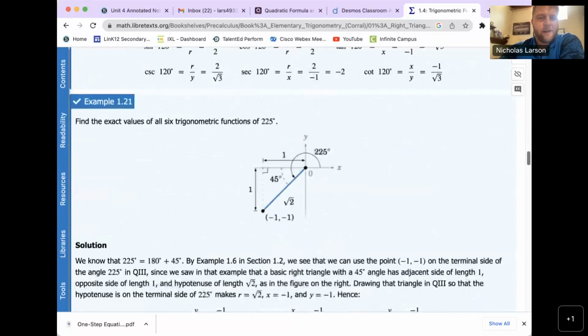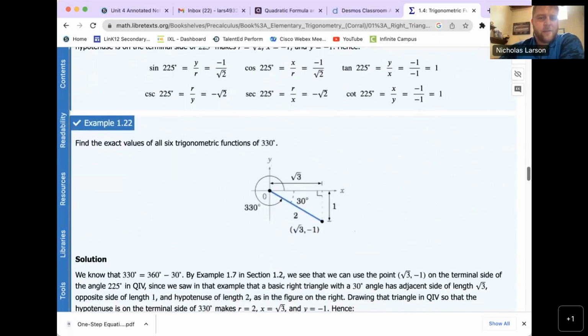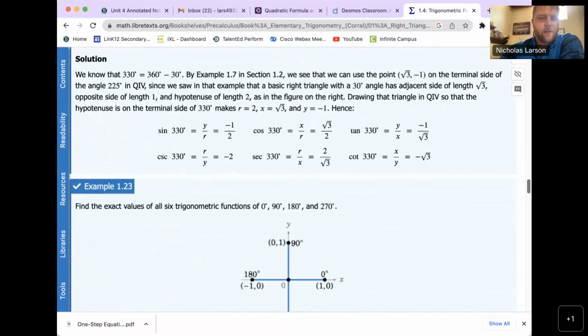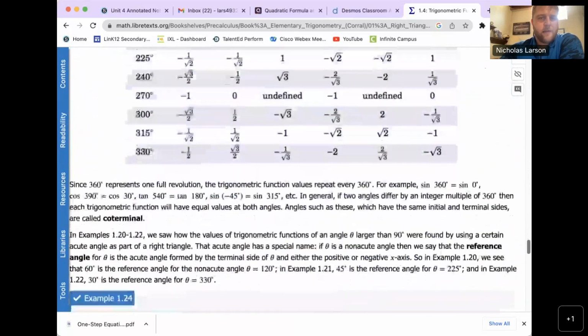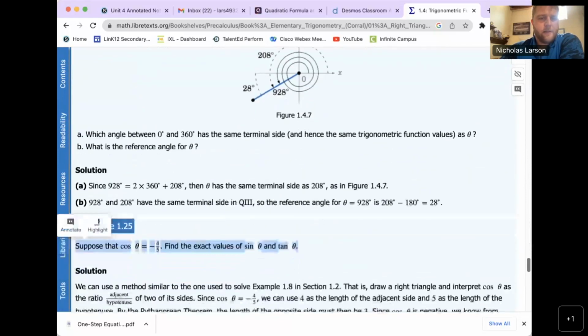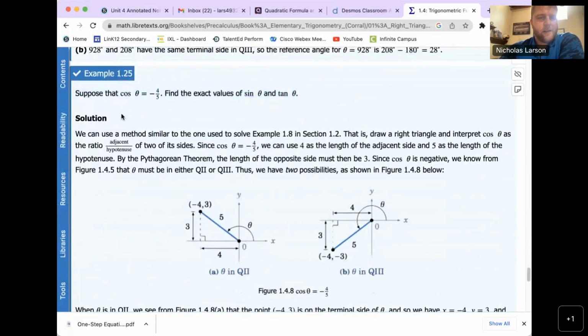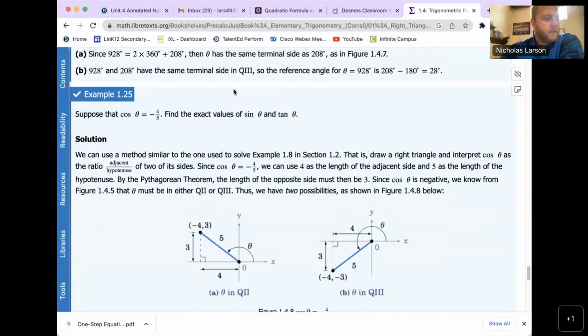Finding the 6 values. And let's jump to the one that I wanted to go over. Right here. All right, so let's assume that cosine theta is equal to negative 4/5. Well, let's find the exact values of sine theta and tangent theta.